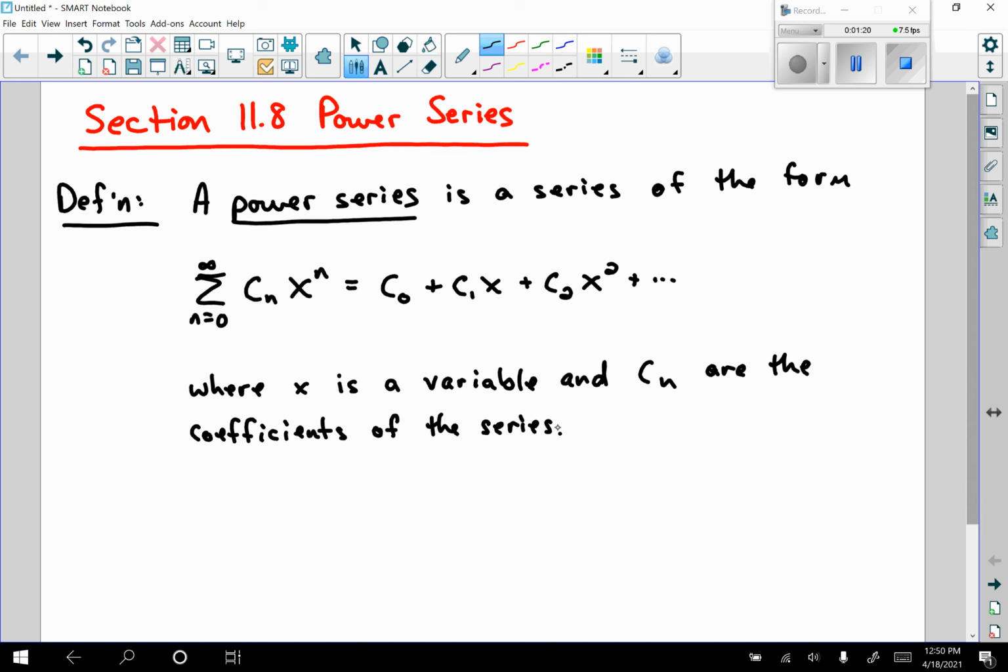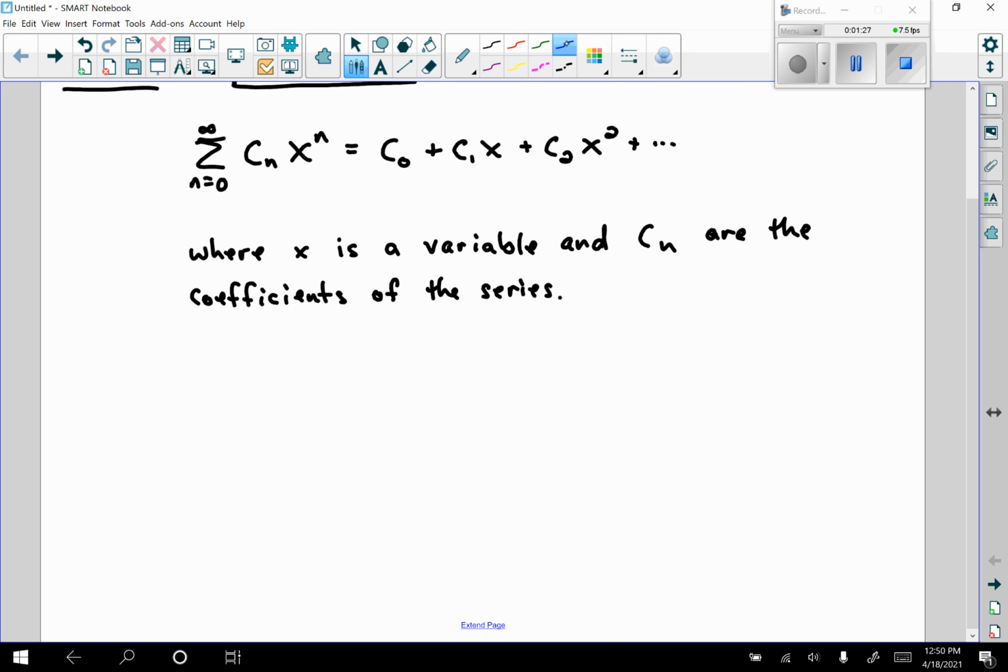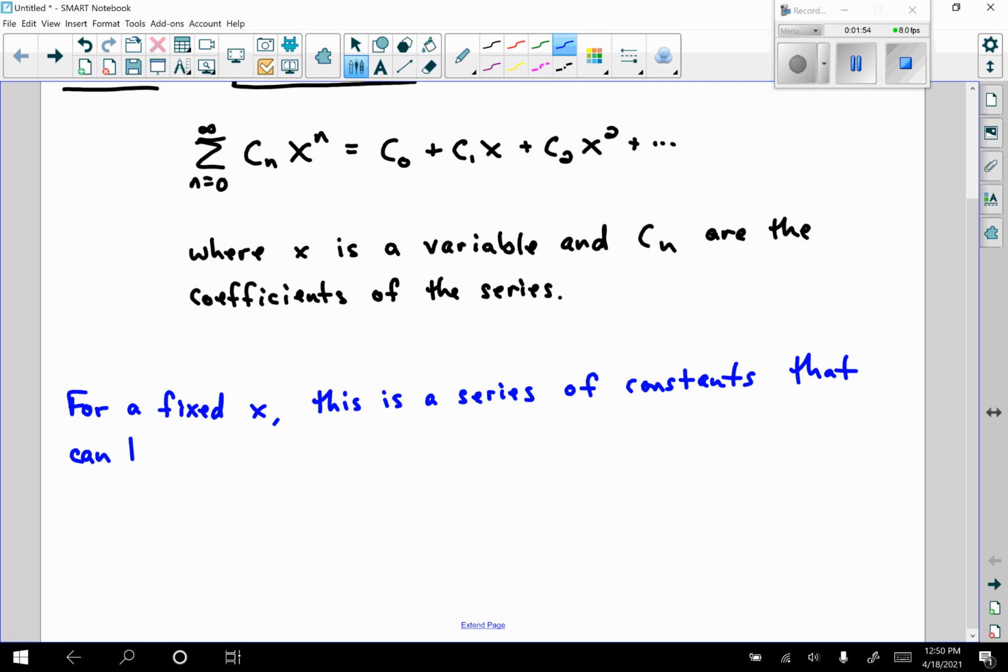So really this is a polynomial of infinite degrees. It just goes on. Now for a fixed x, this is a series of constants that can be tested for convergence or divergence. It all depends on what value we substitute in for x.